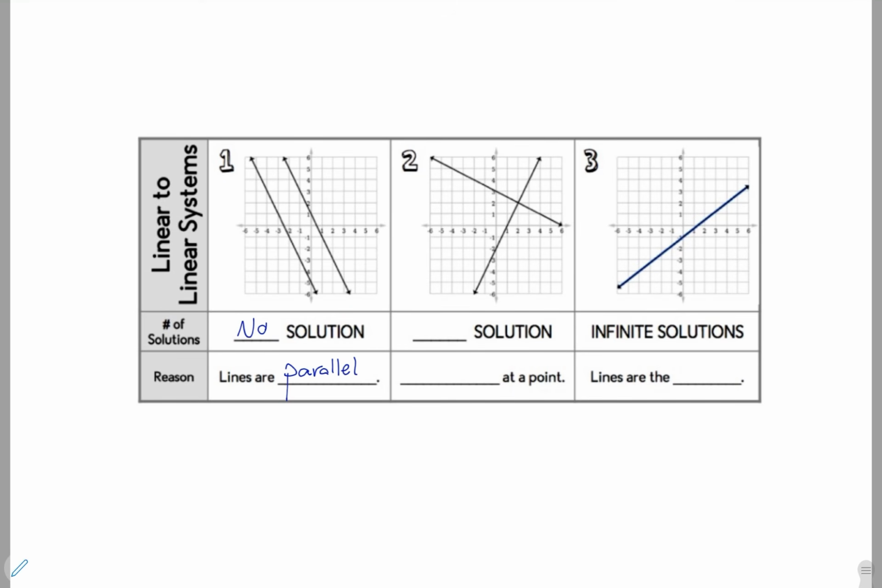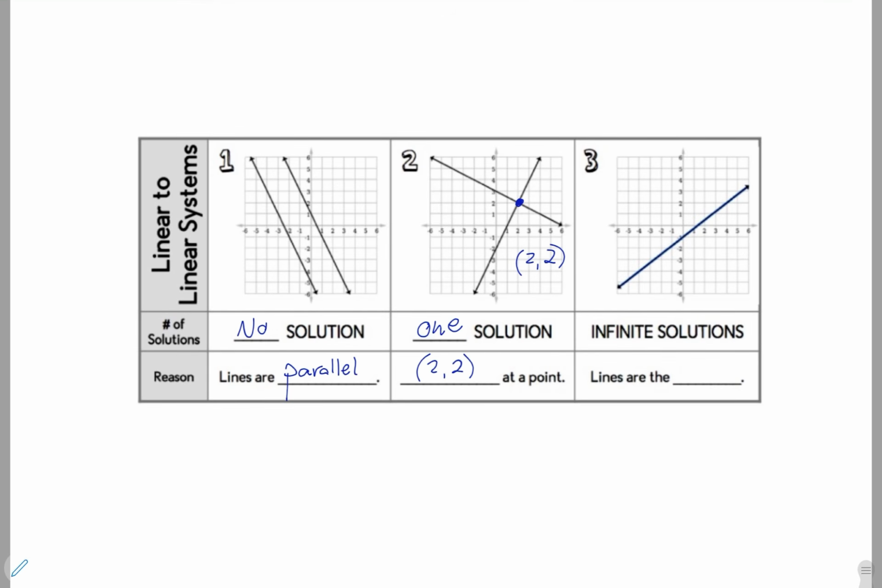Now, right here, this one here has one solution. One solution being right here at (2, 2). We have a solution at (2, 2). That's where the two lines cross.